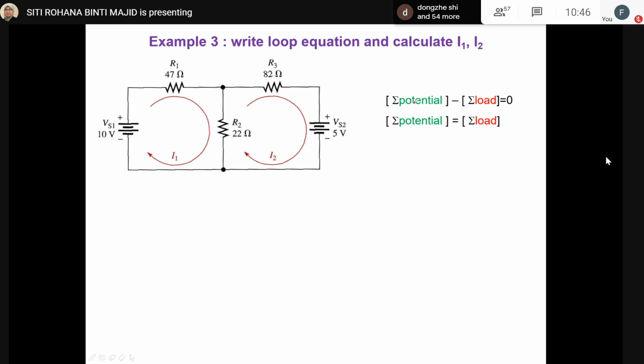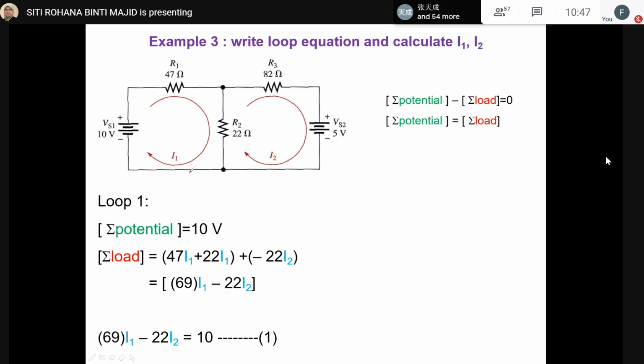We want to know total potential, because we want to know how much energy is lost in this circuit after it crosses the resistor. So we have a total potential here, which is minus the total load, and then it becomes 0, as I showed in slide 2 or 3 just now. And then we can rearrange this equation, so the total potential will be the same as the total load.